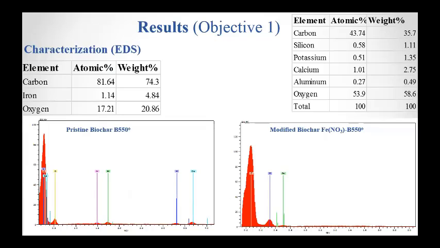It determines the elemental composition through elemental analysis. Here we can see the different elements in the composition of the biochar. Carbon and oxygen reflect the hydrophobic and hydrophilic nature of the biochar. In the modified biochar, we can see the presence of iron, which shows that the modification was successfully conducted.